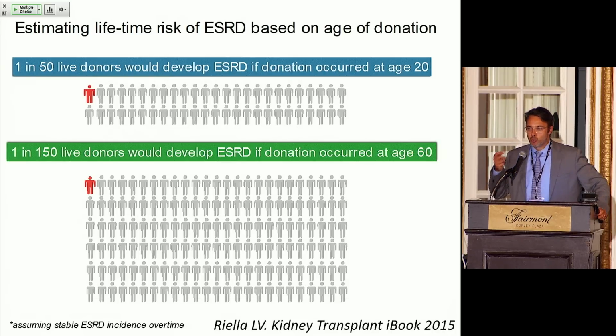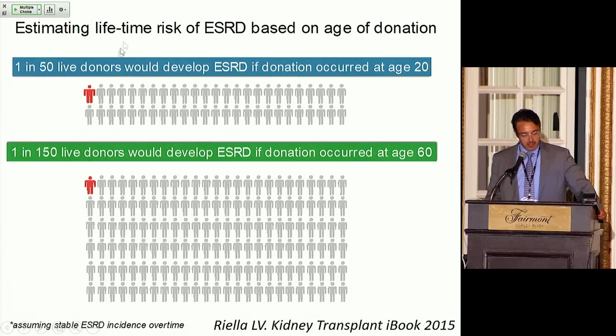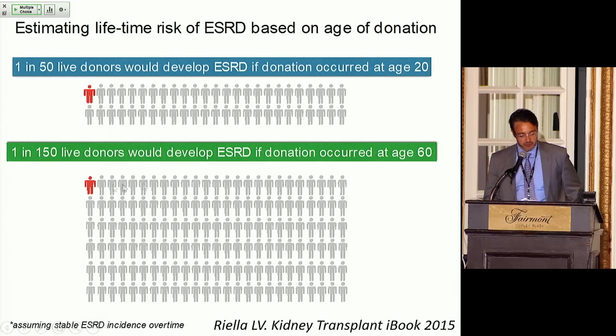The second aspect of why age is so important and why younger donors may be tested is, if you look at the risk of end-stage renal disease, if you get two exact same patients and you look over time, if you're donating, removing a kidney from a young donor, their risk is 1 in 50 of developing end-stage renal disease. If the patient is already 60 years old, and hasn't had any problems with the kidneys, the risk of developing end-stage renal disease is 1 in 150.